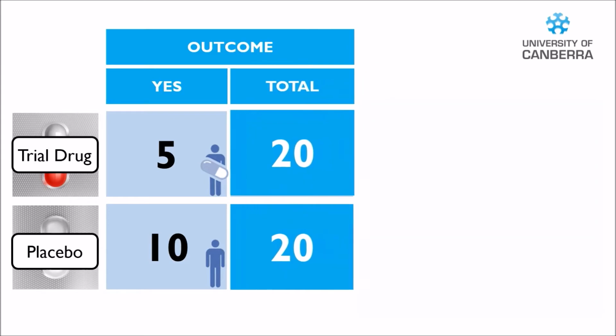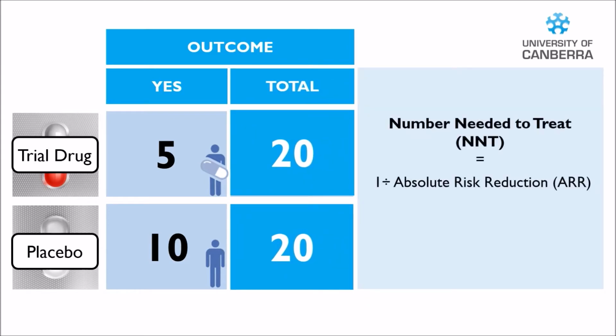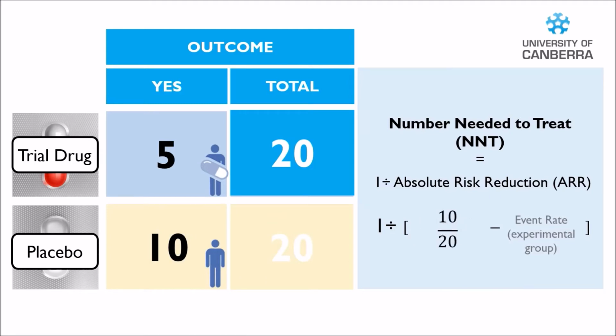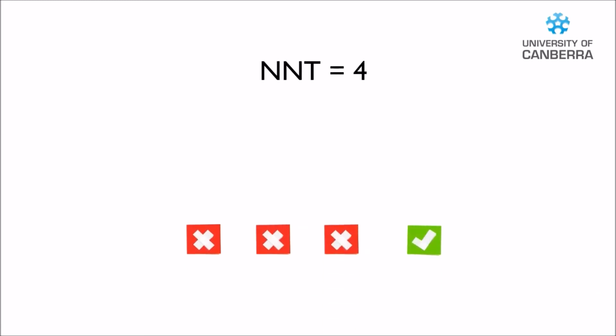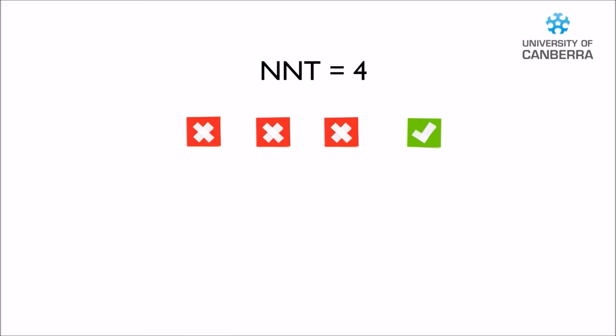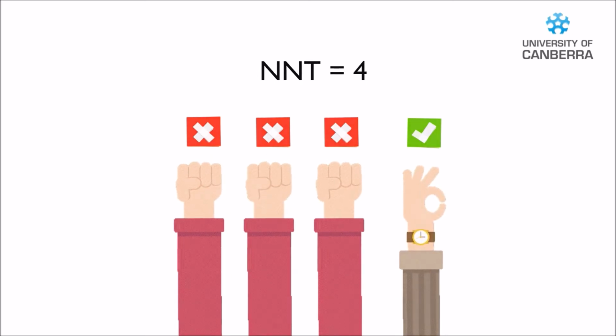To calculate the number needed to treat, we divide 1 by the absolute risk reduction. Recall that the absolute risk reduction is calculated by subtracting the probability of developing the outcome in the placebo group from the trial group. So in this example, the control event rate is 10 over 20 and the experimental event rate is 5 over 20. By substituting into the equation, we find that our number needed to treat is 4. This means we need to treat 4 people in order for one person to receive the treatment benefit.